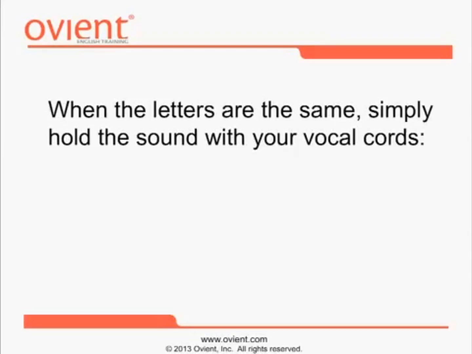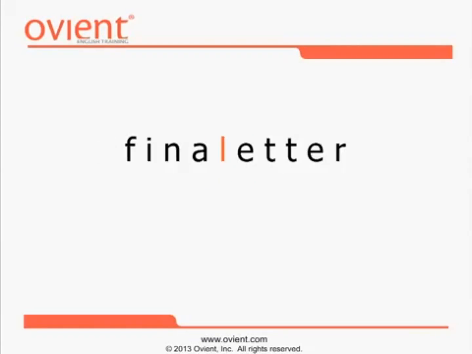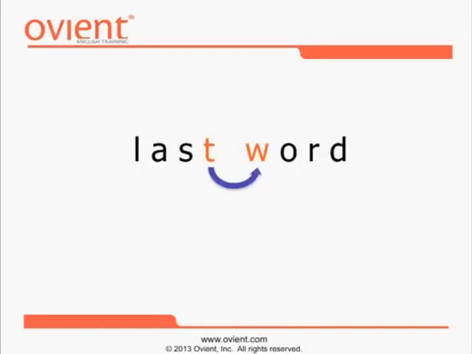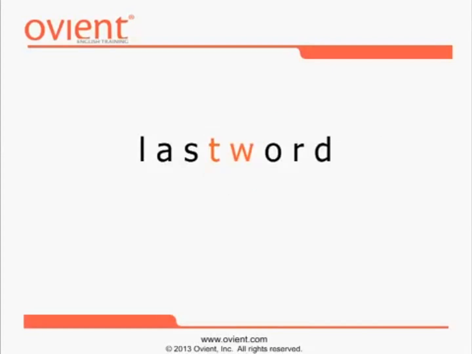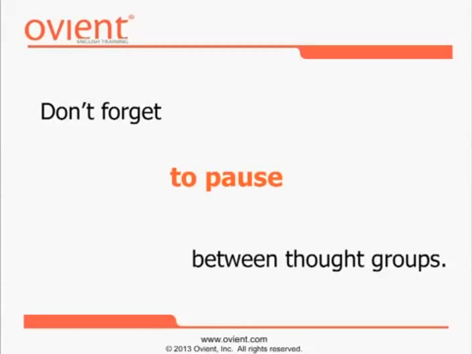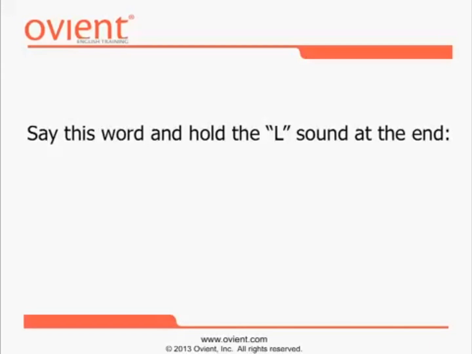When the letters are the same, simply hold the sound with your vocal cords. Final letter. Final letter. When the letters are not the same, connect the sounds one after the other without taking a breath. Last word. Last word. Don't forget to pause between thought groups. Let's practice connecting. Say this word and hold the L sound at the end.